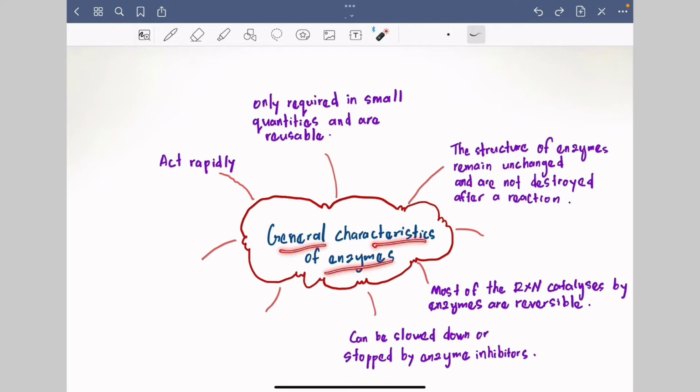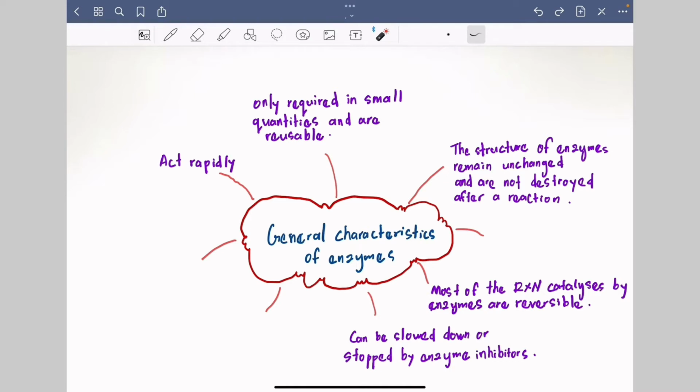General characteristics of enzymes. How many characteristics are there? The characteristics that we should know are 1, 2, 3, 4, 5, 6, 7, and 8. So there are 8 characteristics. The first one is that enzymes are required in small quantities and are reusable, meaning just a small amount is needed, and can be used repeatedly. Secondly, the structure of enzymes remains unchanged and is not destroyed after a reaction. So they are not changed or damaged by the reactions that they catalyze.